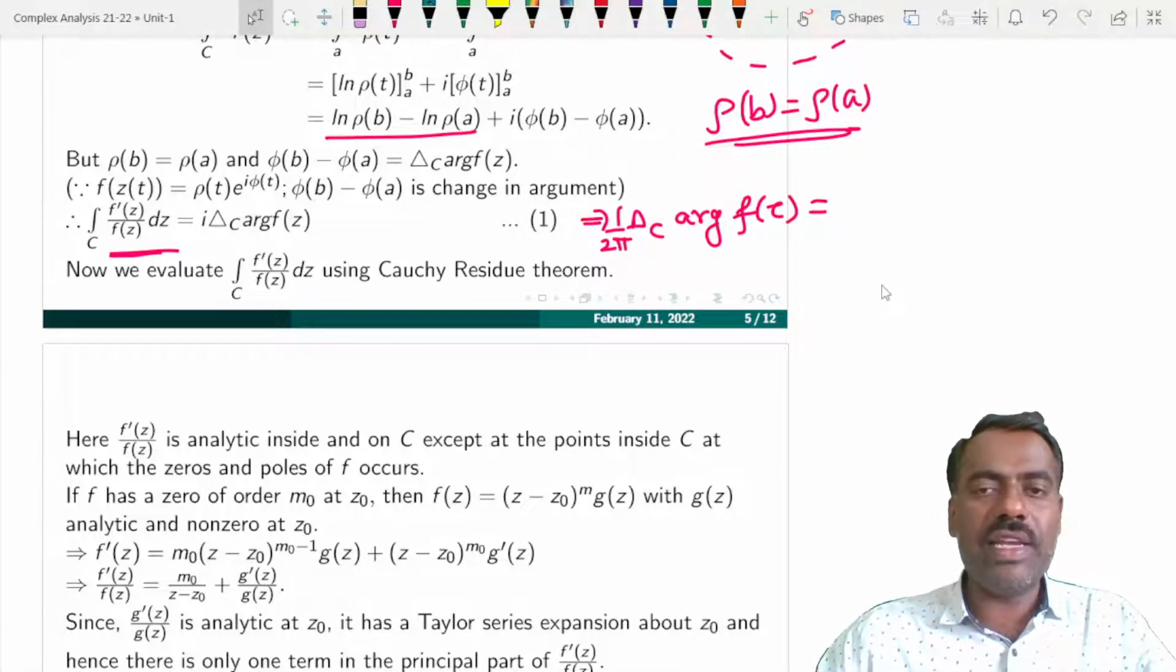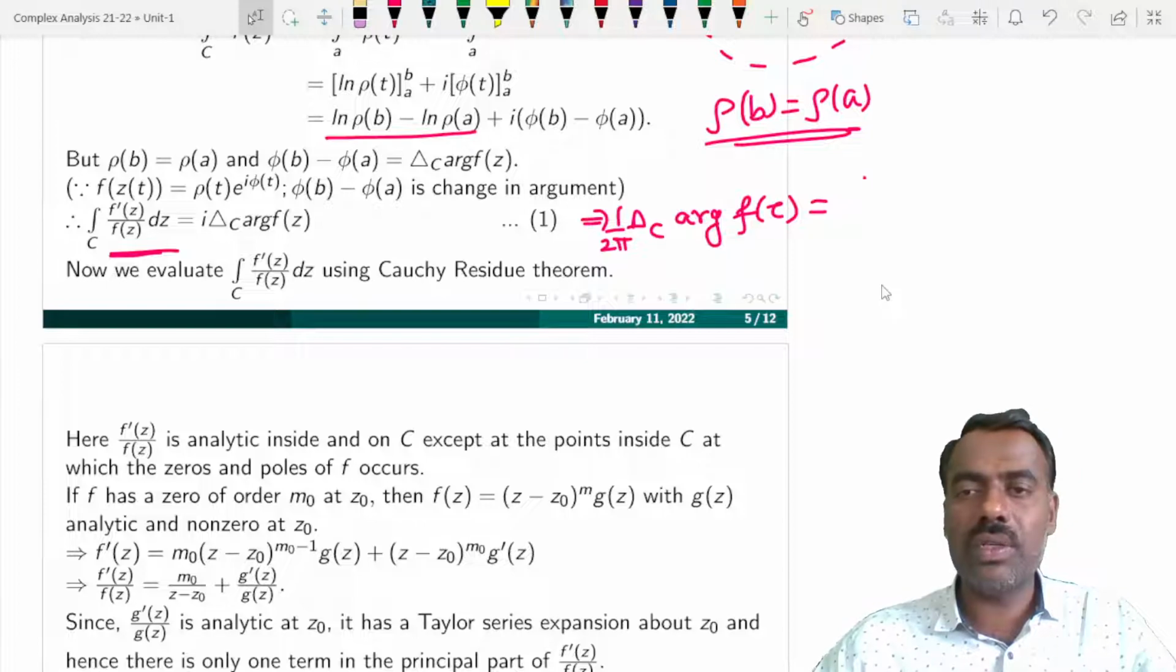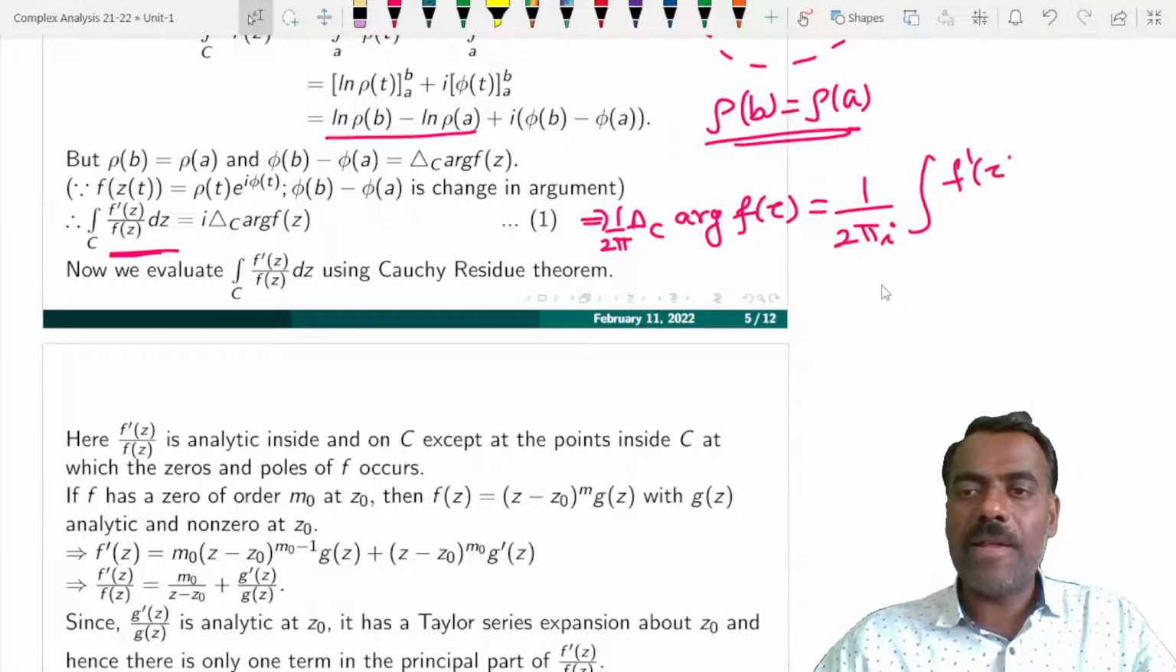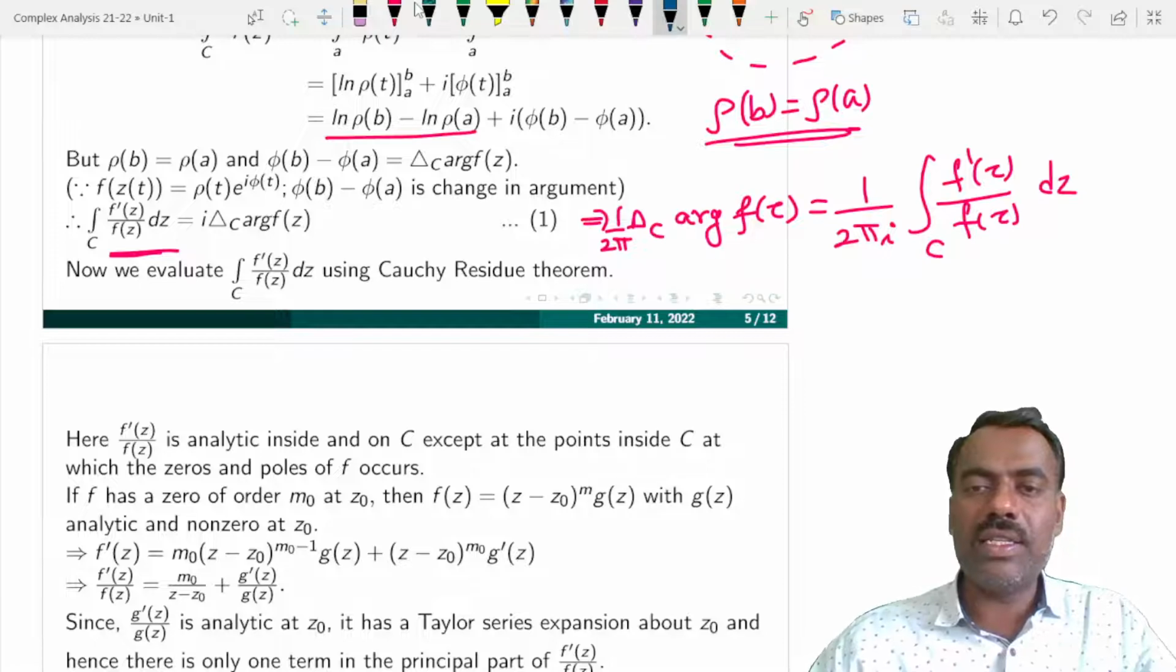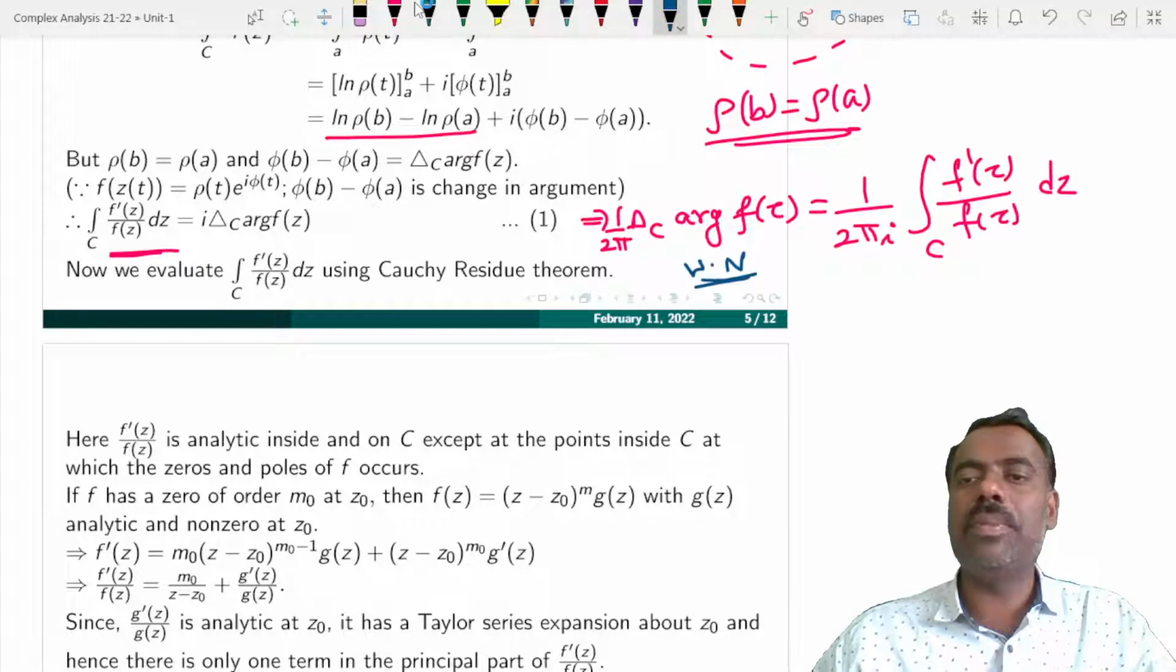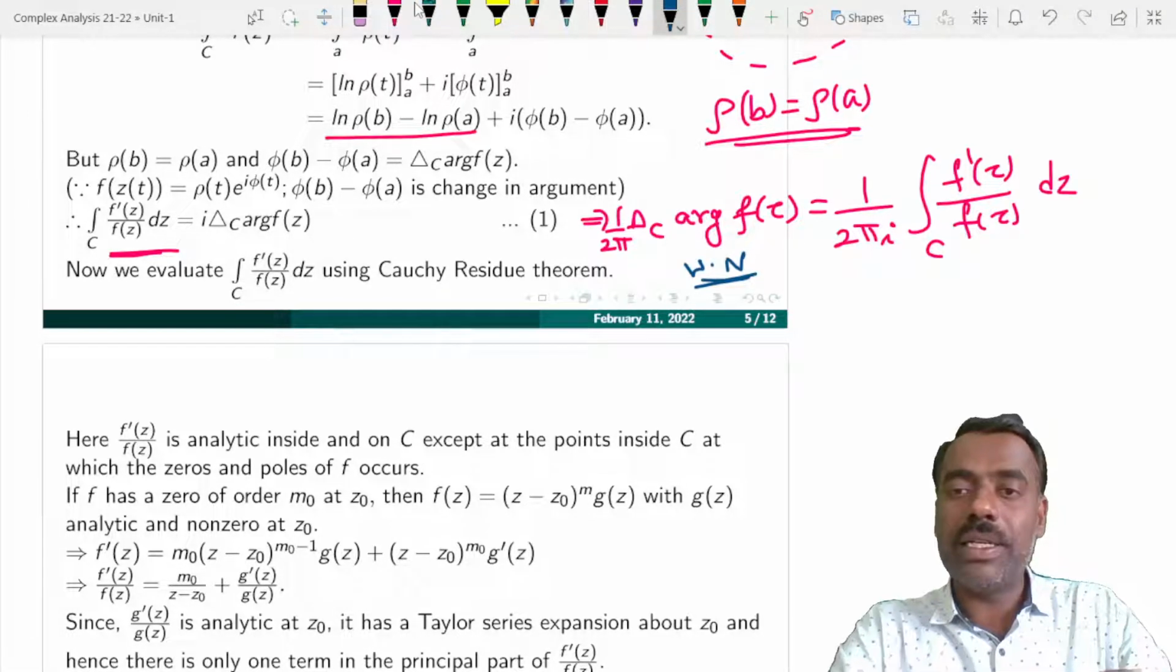From here, we want to multiply both sides by 1 by 2 pi and bring this i here. So what we'll get is 1 by 2 pi i times the integral over c of f dash of z upon f of z dz. So while calculating one way, we got this as our formula for the winding number. This is how we can find the winding number using this.